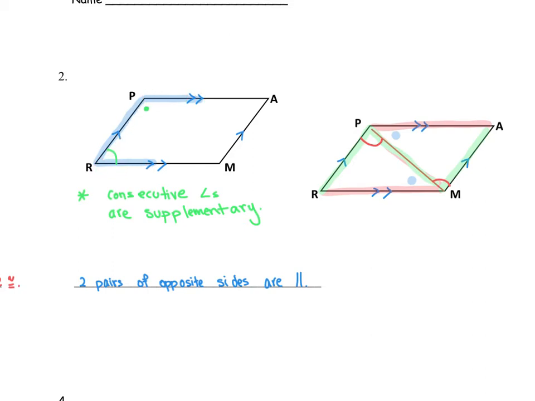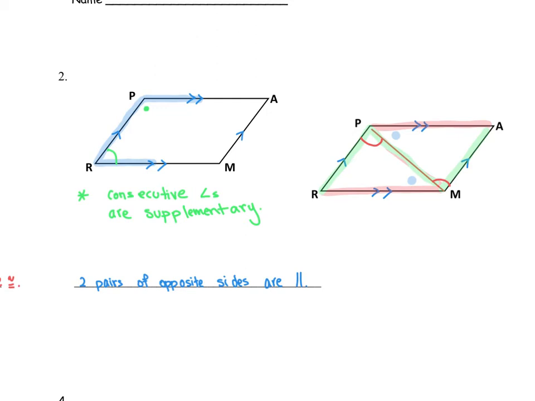So I can say that angle P and angle A are supplementary, angle P and angle R are supplementary, angle R and angle M are supplementary, and angle M and angle A are supplementary. So any two consecutive angles are supplementary because of the same side interior angles theorem that tells me that same side interior angles are supplementary, which means add up to give you 180.